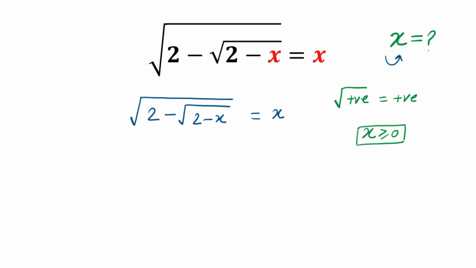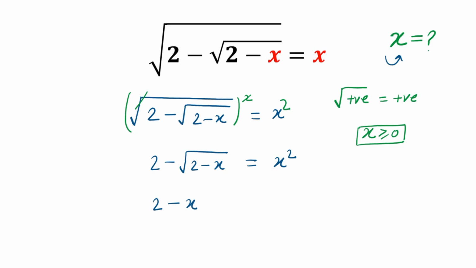Now if we square both sides, the square root is cancelled out by the square. Then on the left hand side we have 2 minus square root of 2 minus x, and this equals x square. Now if we move 2 and x square, this is 2 minus x square, and the radical expression goes to the right hand side: square root of 2 minus x.